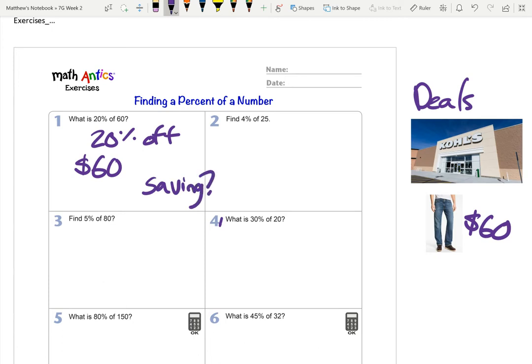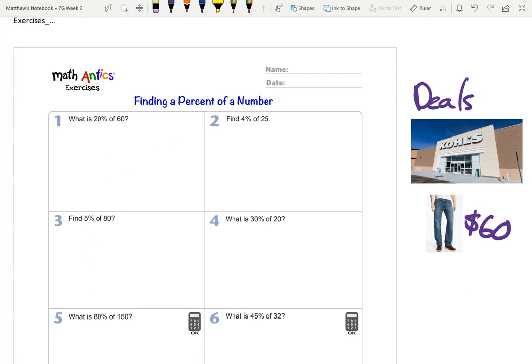All right. And I know this might seem complicated, and you might be like, oh, I don't need to do that because the store clerk will do that for me. Well, it's nice to make sure you know how much money you're going to be spending when you get to the register, and if you bring cash or a gift card, to make sure that you have enough to cover the cost of those jeans. So 20% off, $60. How much are you saving? So we're going to have to figure out what 20% of 60 is.